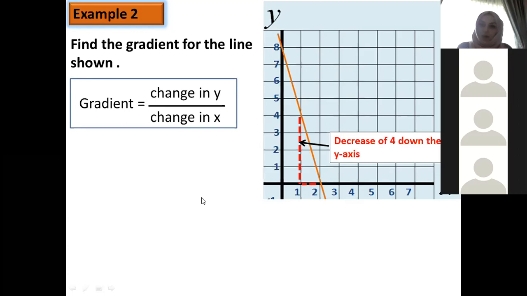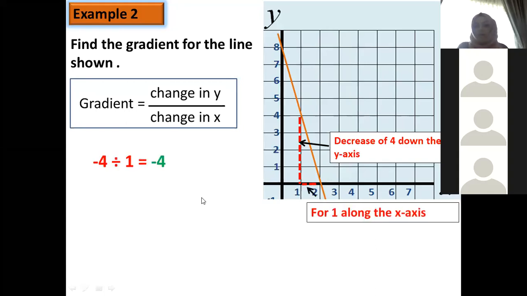4. But I want to ask you a question, Akram. Is it a positive gradient or a negative gradient? Negative gradient. Why? Because the line is decreasing. It's going down. Excellent. Super, Akram. Okay, so it's a negative 4. It's a negative 4 divided by 1. So our gradient is negative 4 because it's a decreasing line.